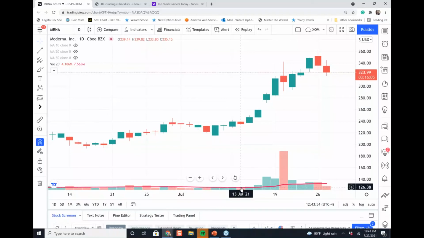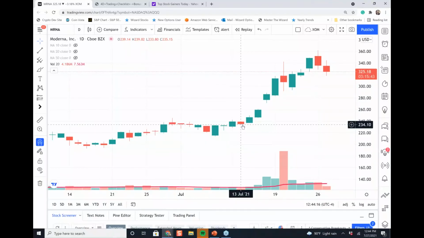That's below average, right? Look how tight that high-low is. So we had a high of 239, a low of 233. That's $6. $6 on a $200 stock. Okay, so we're talking a third of a percentage, right?